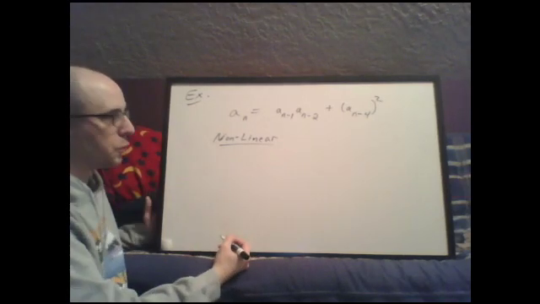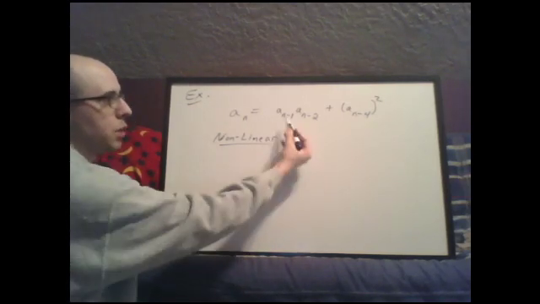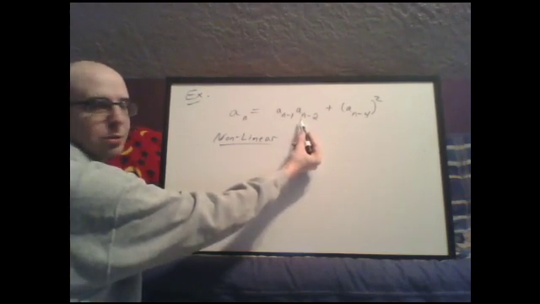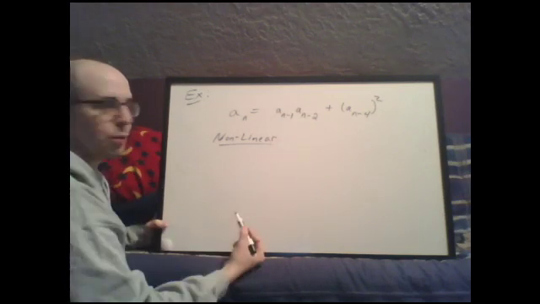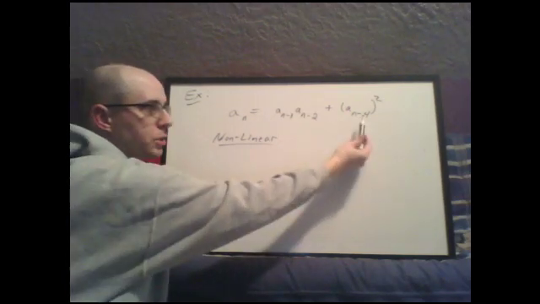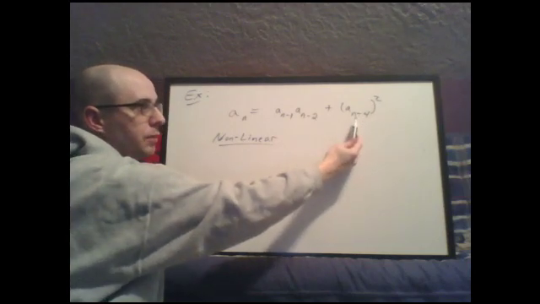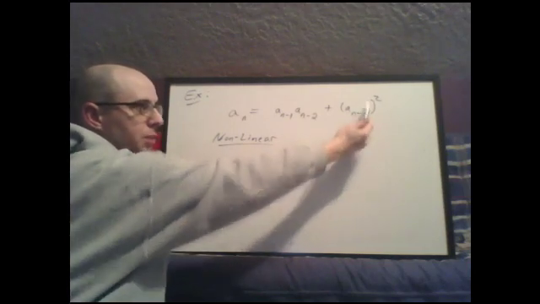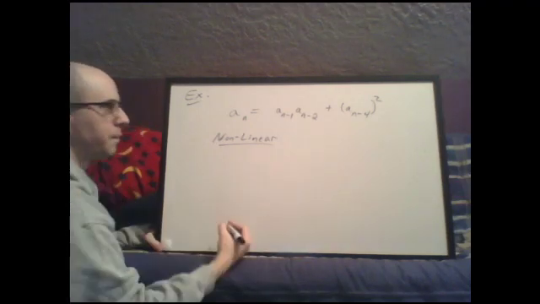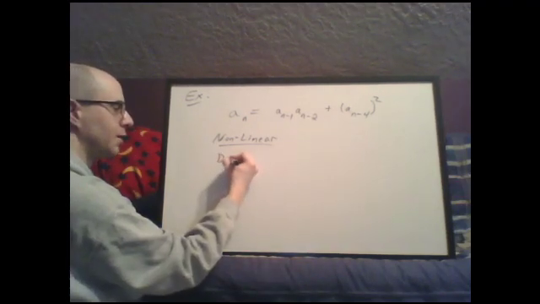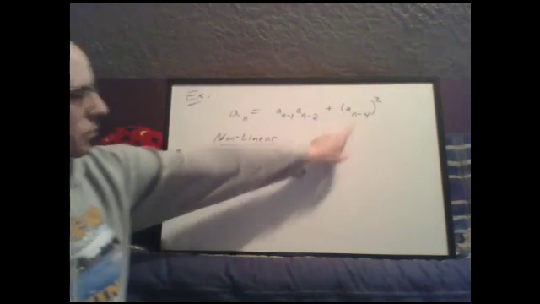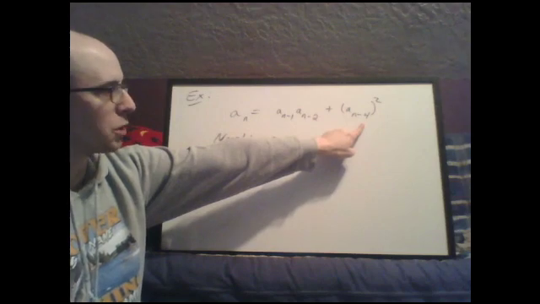It's nonlinear for two reasons. One is that a_{n-1} is multiplied by a_{n-2}. So we have two different terms of the sequence being multiplied. So that's bad enough to be nonlinear. But we also have a power of a previous term. So a_{n-4} is being squared, so that makes it nonlinear. So it's nonlinear. Its degree is 4 because our farthest back term is n minus 4.